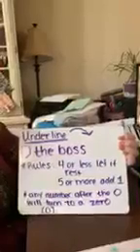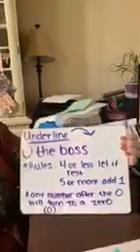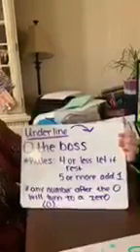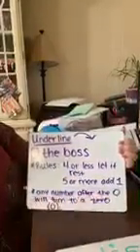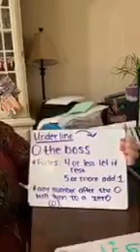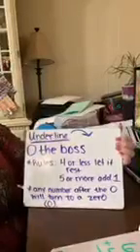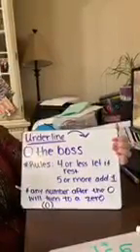4 or less, let it rest. 5 or more, add 1 more. And also remember that any number after the circled number will then turn into a 0. So all the numbers behind that underline, underline the circle, will be turned into a 0.